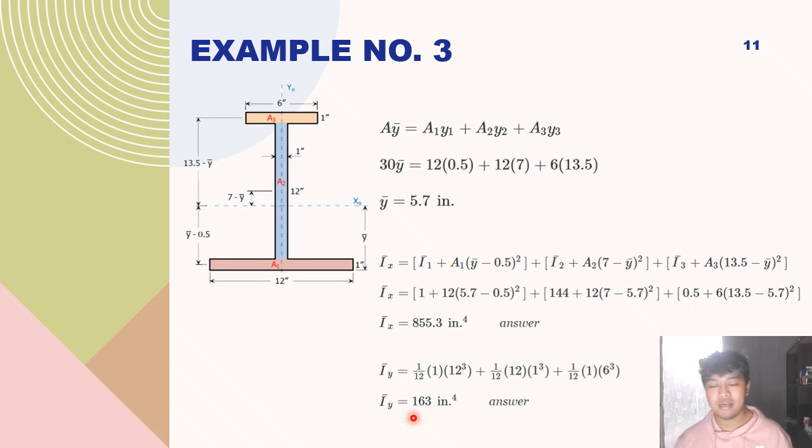And that is going to be our answer for the moment of inertia with respect to the x-axis and the y-axis. With respect to the x-axis, we have Ix equal to 855.3 inches to the power of 4. And with respect to the y-axis, we have Iy equal to 163 inches to the power of 4.